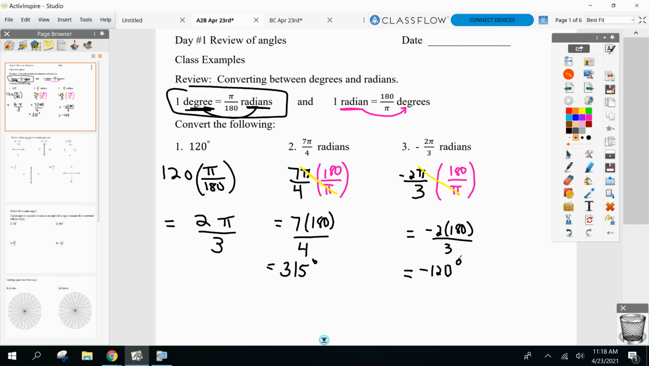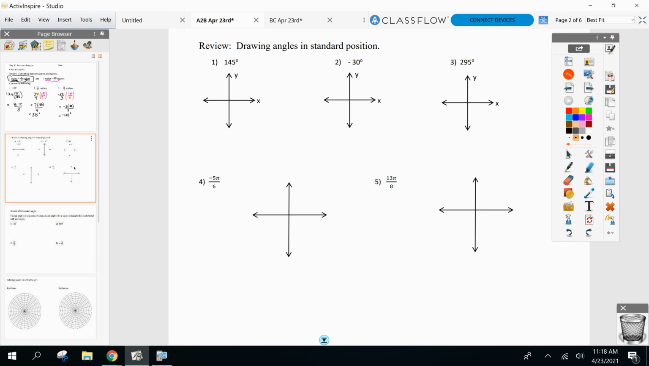All right, questions, comments, concerns? All right, so that's how I convert. Real quick review of converting radians to degrees. Also what we did, which is on your next part, is graphing these.